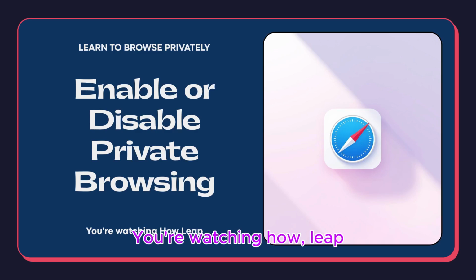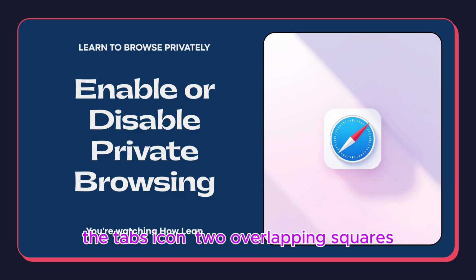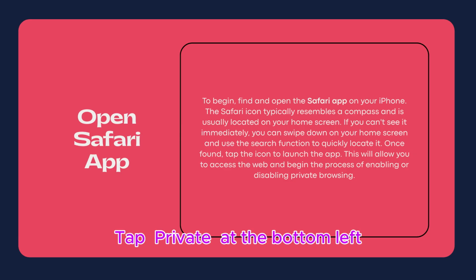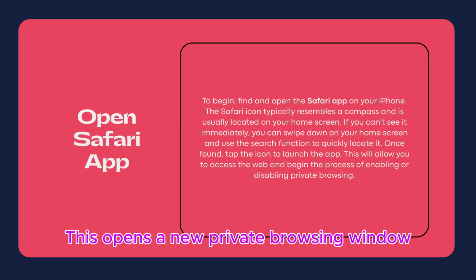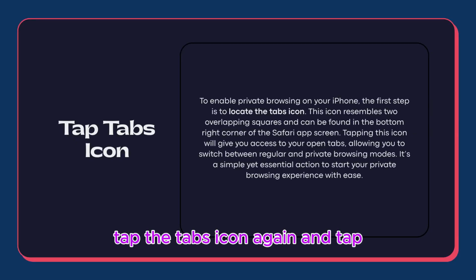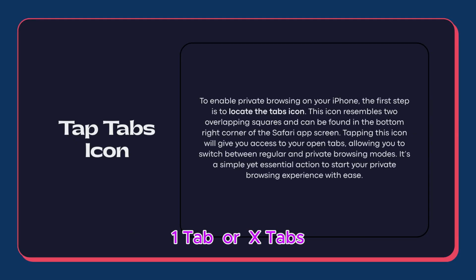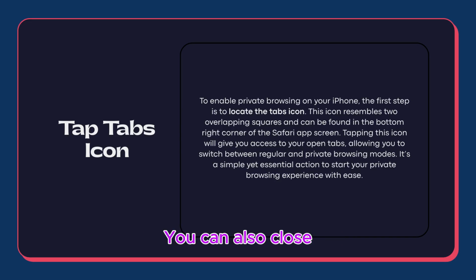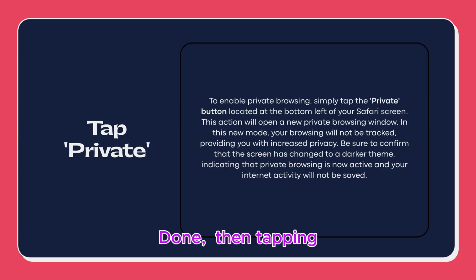You're watching how Leap lets enable or disable private browsing on iPhone. Open the Safari app, tap the tabs icon, two overlapping squares in the bottom right, tap Private at the bottom left. This opens a new private browsing window. To disable it, tap the tabs icon again and tap one tab or X tabs to return to your regular tabs. You can also close the private window by tapping Done, then tapping the X on the private tab.